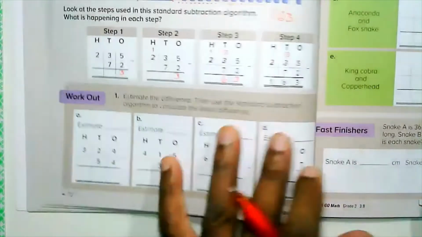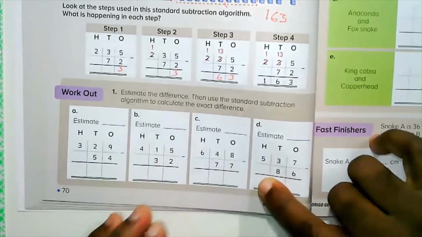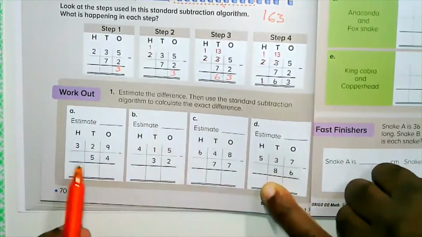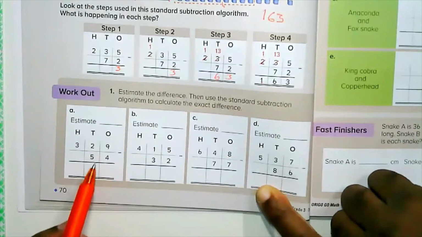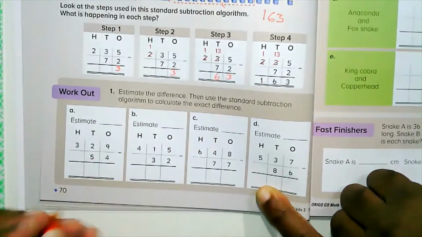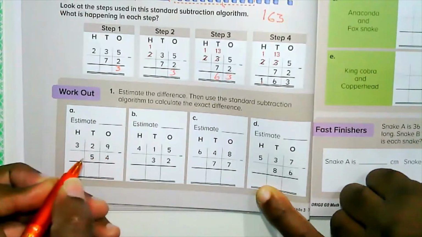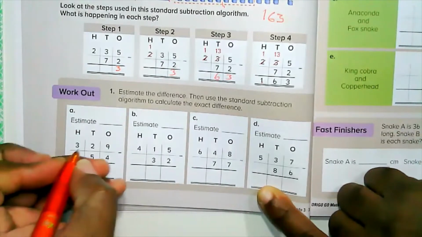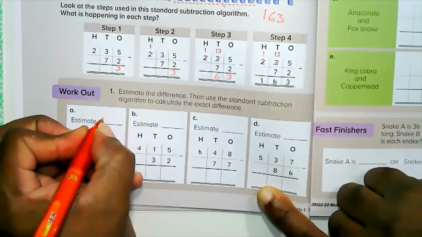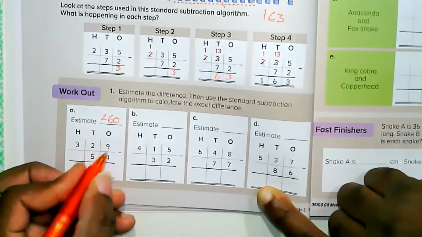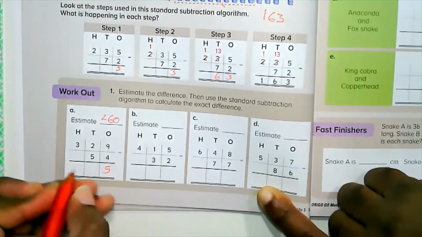Now let's go on to the workout. Using the standard subtraction algorithm to calculate the exact difference. So what is the difference here? We can round this up to be 260. So 9 minus 4 will be 5.